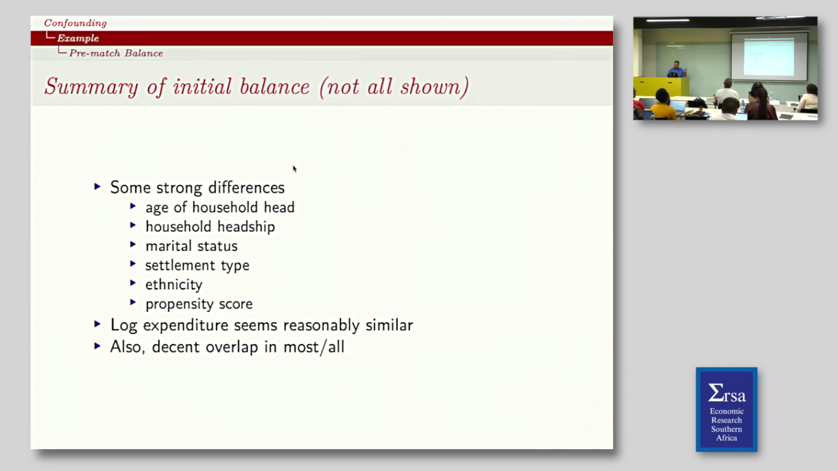Okay, so I don't show some of these other ones, but if you look at the data, you do see some differences in the propensity score. You do see some differences in age of the household head. You see some differences in gender of the household. You don't see much difference in log expenditure. I don't provide you an illustration of all of those, but there are some differences.